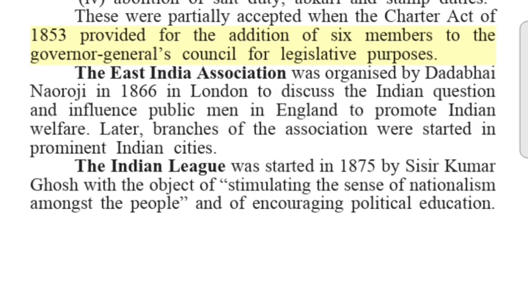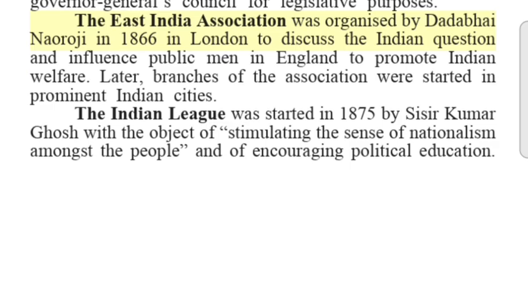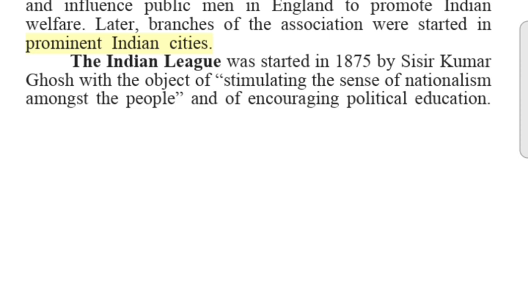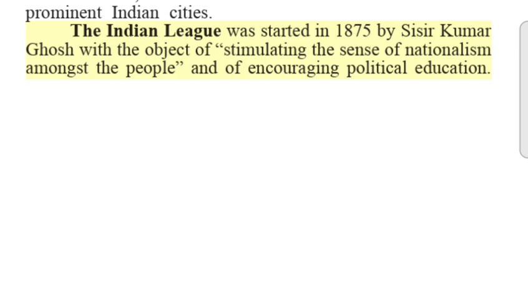Council for legislative purposes. The East India Association was organized by Dadabhai Naoroji in 1866 in London to discuss the Indian question and influence public men in England to promote Indian welfare. Later, branches of the association were started in prominent Indian cities. The Indian League was started in 1875 by Sisir Kumar Ghosh with the object of stimulating the sense of nationalism amongst the people, and of encouraging political education.